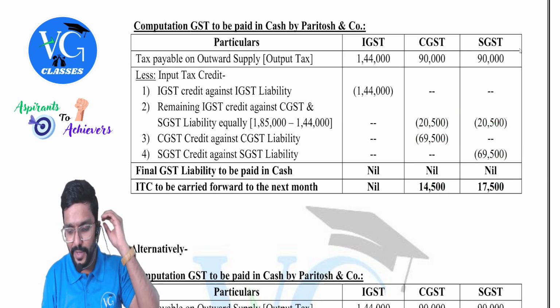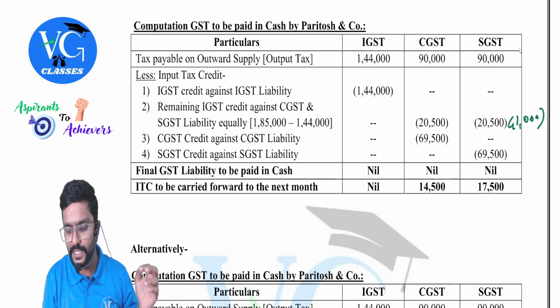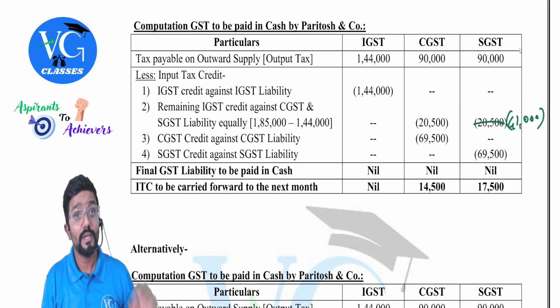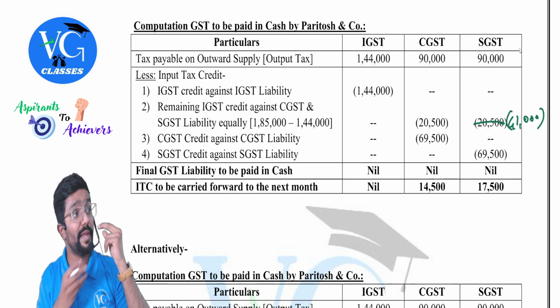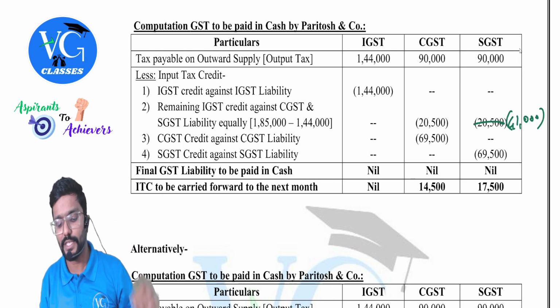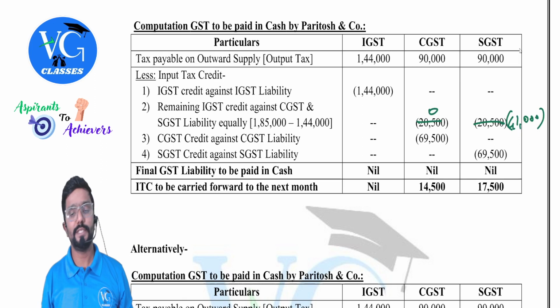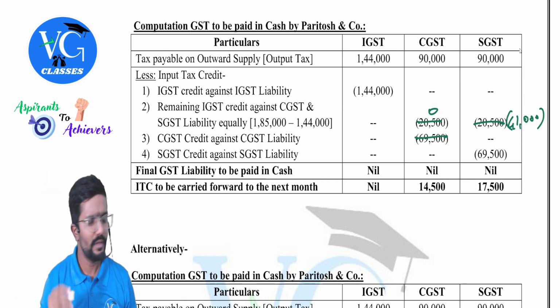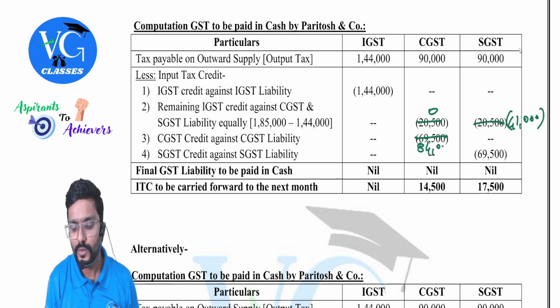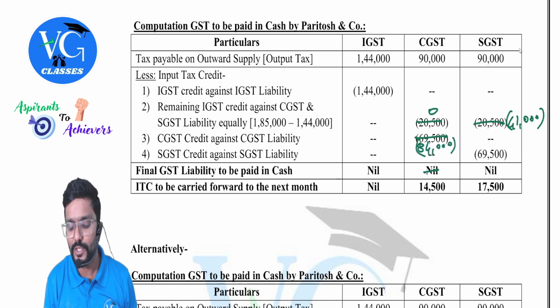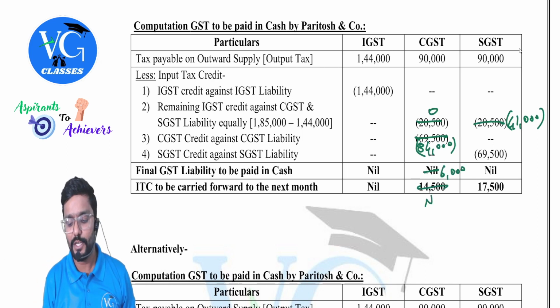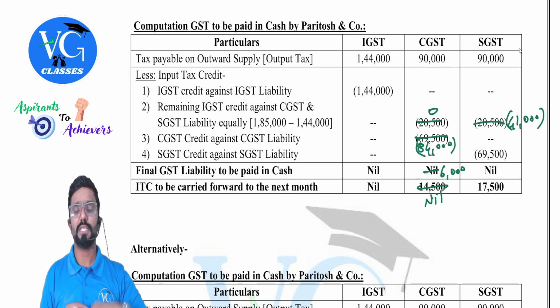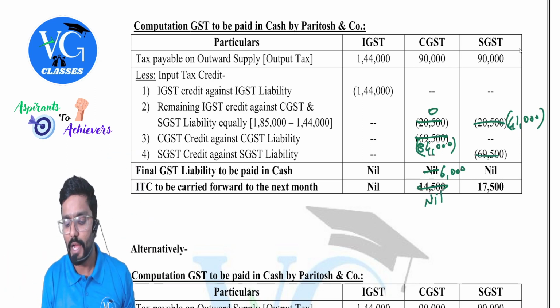Assume the entire remaining credit of IGST I am adjusting against SGST. I repeat, the entire remaining IGST credit I am adjusting against SGST. So here 0, here 0. CGST, how much credit do I have? 84. 90 minus 84 is 6,000. So nothing to carry forward. Coming to SGST, 90 minus 41, I can use only 49,000.